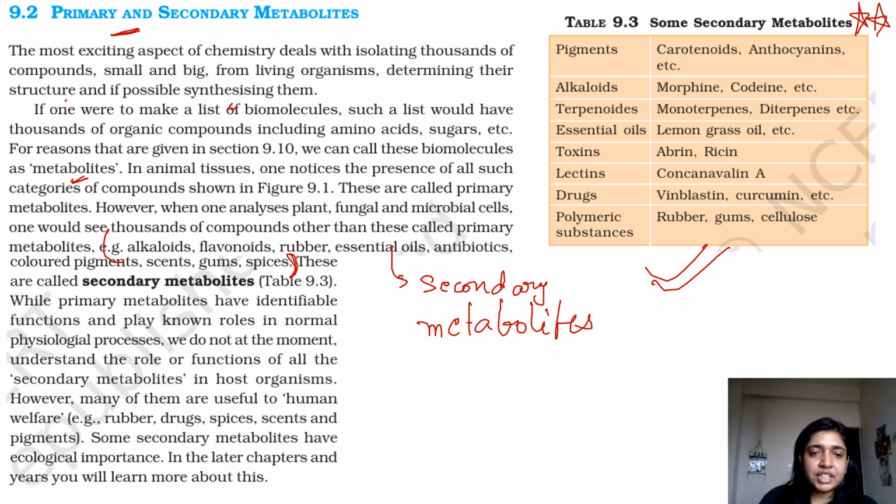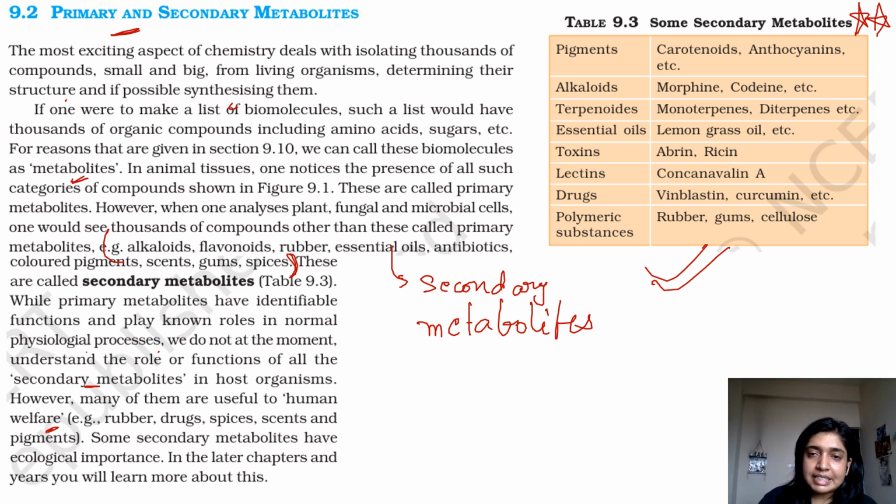While primary metabolites have identifiable functions and play known roles in normal physiological processes, we do not at the moment understand the role or functions of all of the secondary metabolites. However, many of them are useful to human welfare. So the secondary metabolites that are produced by different bacteria, fungi or other organisms are useful for us, right? And they are the secondary metabolites in all those organisms. So this is the list of them.